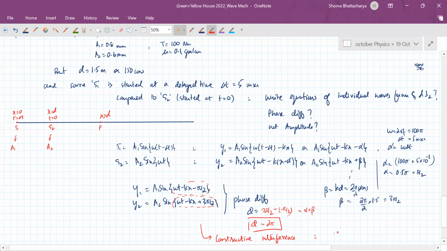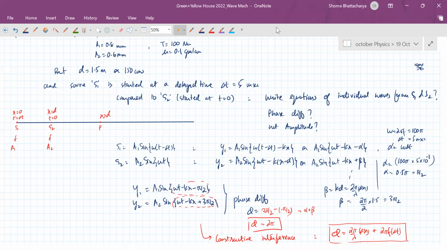So in this case, what we are seeing is that the phase difference is coming out to be 2 pi by lambda delta x plus 2 pi f delta t. So it is coming out to be the sum of two terms, because the wave which is traveling a longer distance, that one is delayed. So the two effects are adding to give the phase difference. See, the wave from S1 is traveling through a longer distance, and plus it is delayed because the start of S1 is delayed. So that's why the two effects of delta x and delta t are adding to each other.